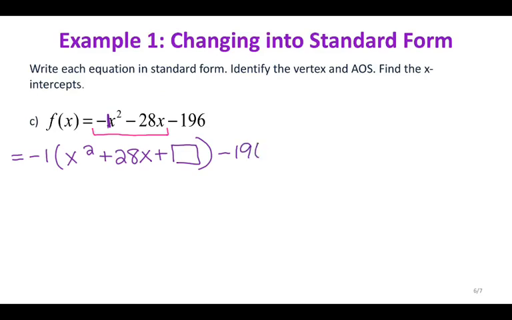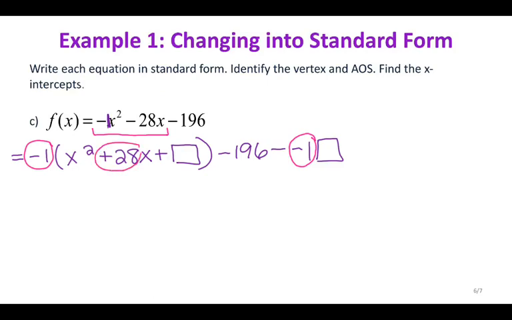Minus the 196. Minus, and then since I do have a number in front of my parenthesis, that same number is going to go in front of my second box. So that's one of the big differences between when you have a number in front of your x squared versus when you don't. That number in front of x squared is also going to go in front of your second square. From there, the process is the same.